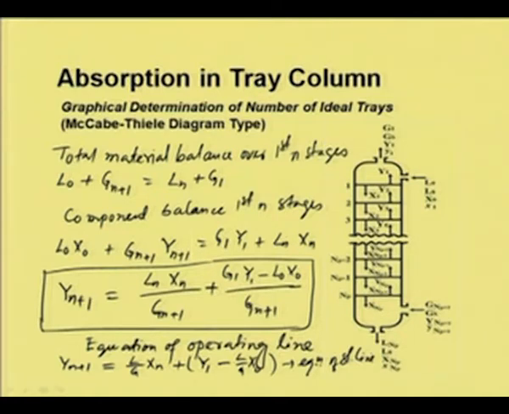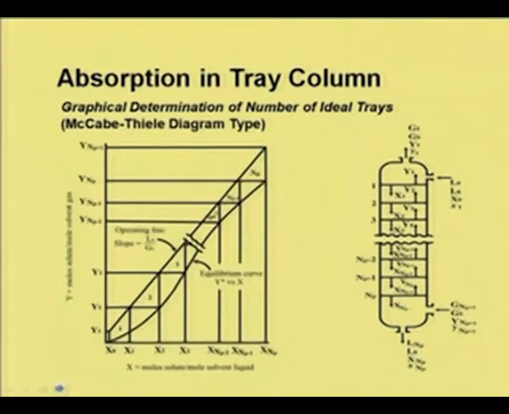With a slope of L by G and intercept of y 1 minus L by G x naught. And if we plot y versus x, it will generate the McCabe-Thiele type of diagram. This is the diagram.